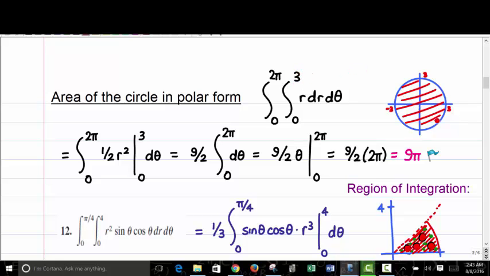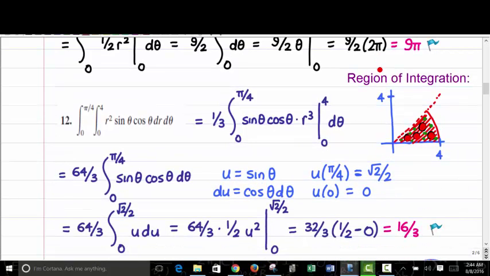And then since we're going around the entire circle, it would be from 0 to 2 pi. So I did the arithmetic here, r dr, so the antiderivative is 1 half r squared. Put in 3 and 0, it gives me 9 halves, which I pulled outside. The antiderivative of d theta would just be theta with a 9 halves. Put in 2 pi minus 0, which is just 2 pi. So these two together make 9 pi, which is correct for the area of that circle.